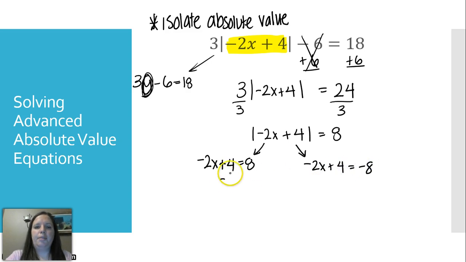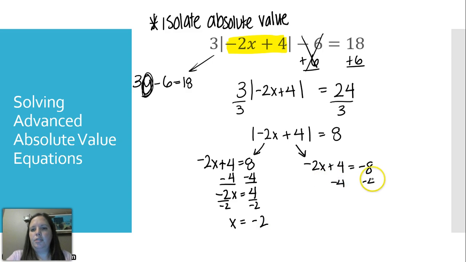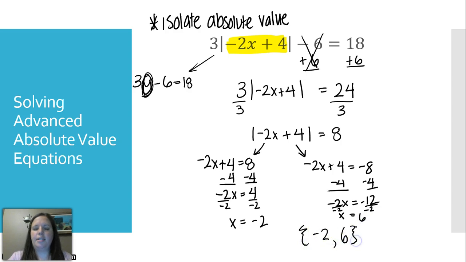So from here, I'm going to solve my two equations. Again, we want to get that absolute value portion alone, and then we want to solve the equations that are left. X equals negative 2, or negative 2x equals negative 12. So x equals negative 12 divided by negative 2, positive 6. So it's either negative 2 or positive 6.